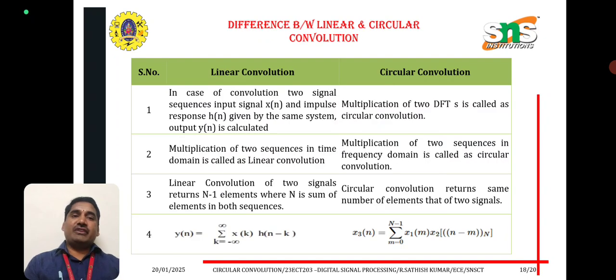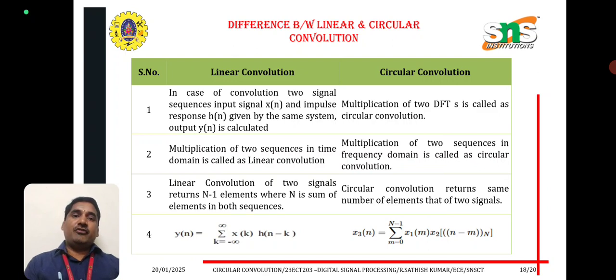Now we can see the difference between linear and circular convolution. In linear convolution, the input signal x of n is given, and the impulse response produces the output y of n. Multiplication of two DFTs is circular convolution. Multiplication of two sequences in the time domain is linear convolution. Multiplication of two sequences in the frequency domain is circular convolution.